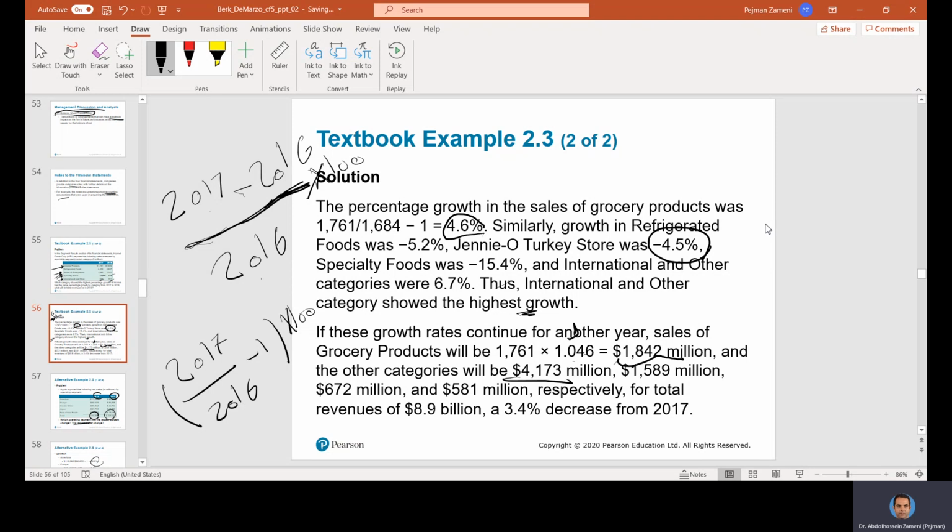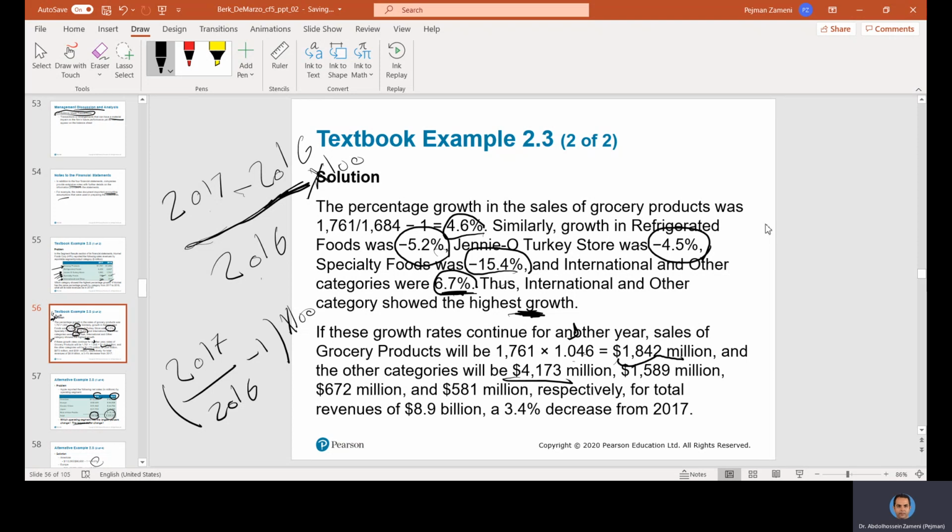Similarly, growth in refrigerated foods is negative 5.2%. For this category it is negative 4.5%. Another category is negative 15.4%. And international and other groceries were 6.7%. Thus, the international and other category showed the highest growth.